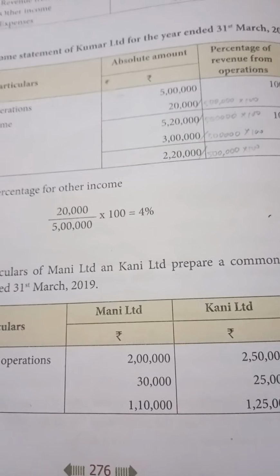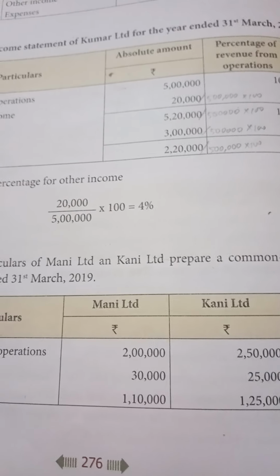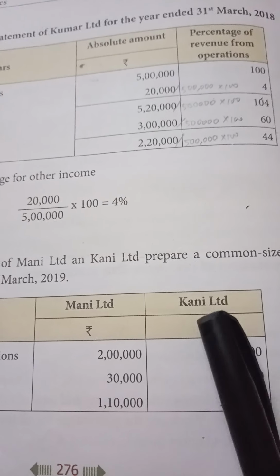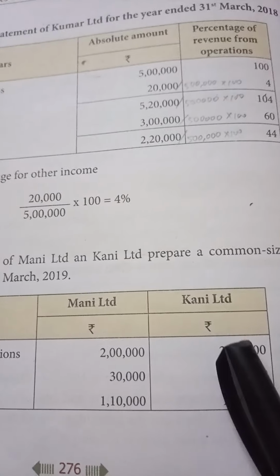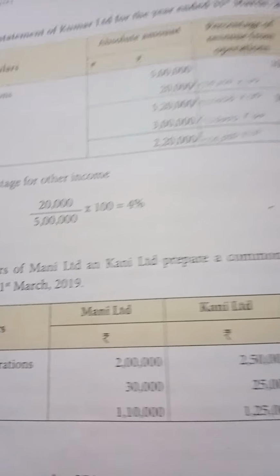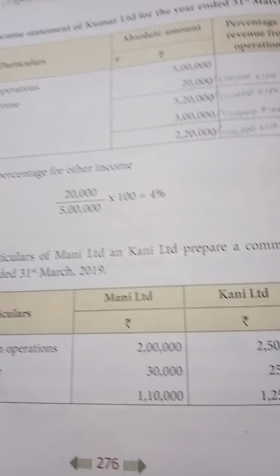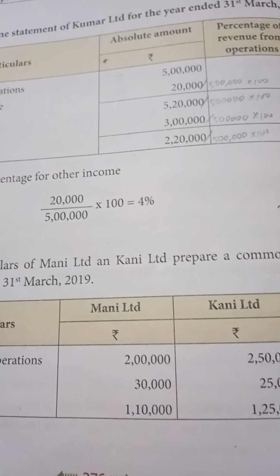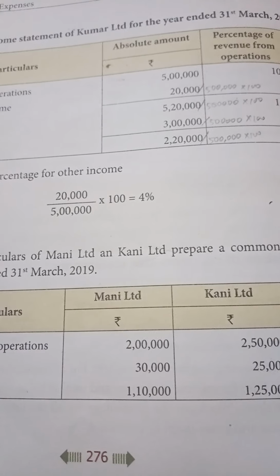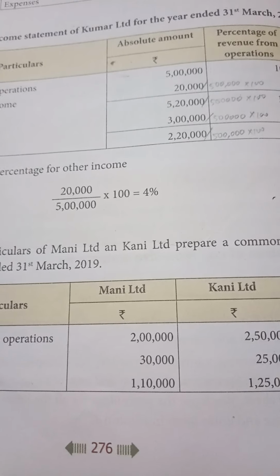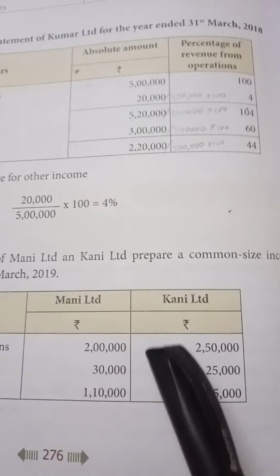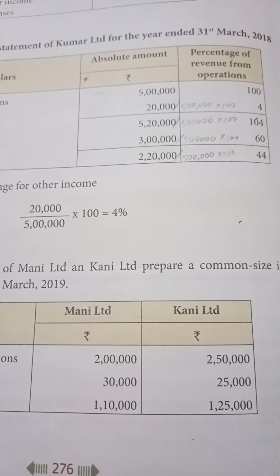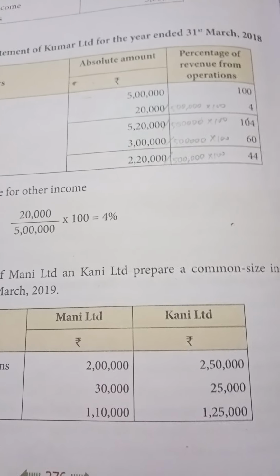So in the previous illustration we saw information related to only one particular year. Now we are seeing the information related to two different firms or companies. So now you will have to draw 5 columns. The basic 3 columns are going to be the same, that is your particulars, absolute amount, and percentage of revenue from operations. But two more columns are for the second organization, since there are two different organizations, you have to find out 2 percentages, right?